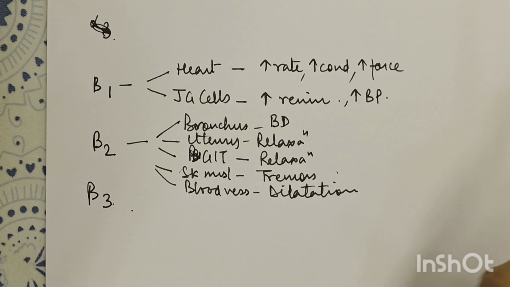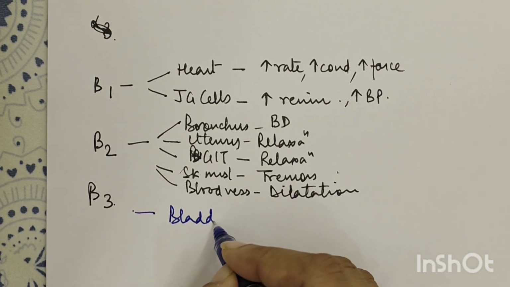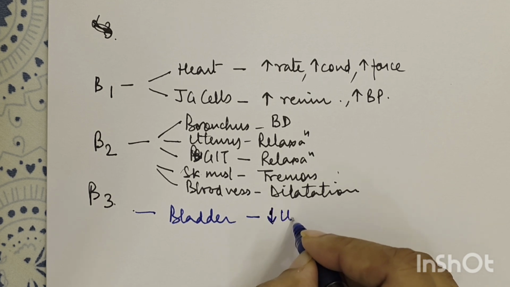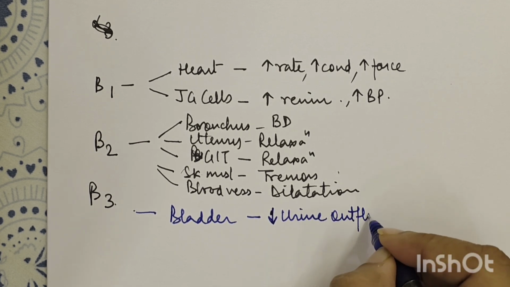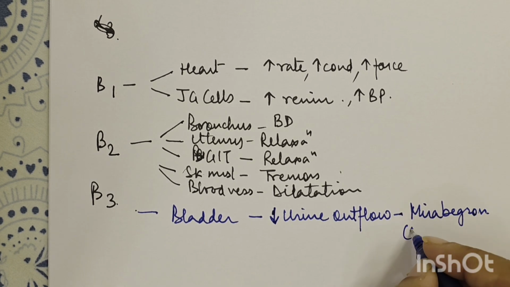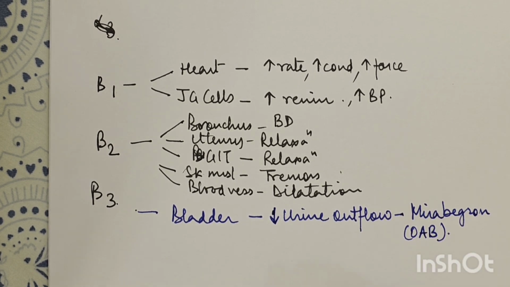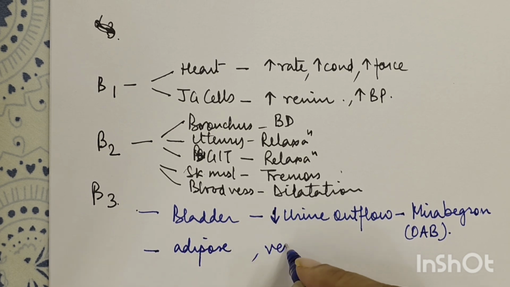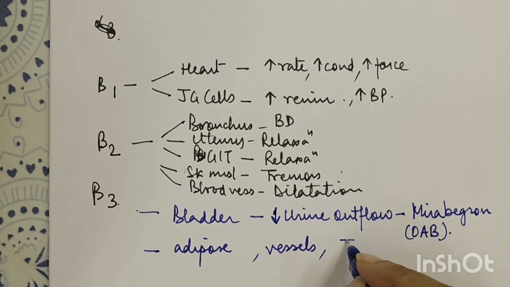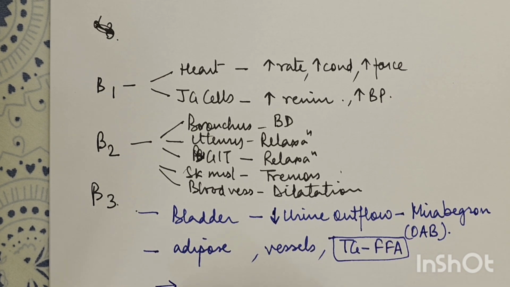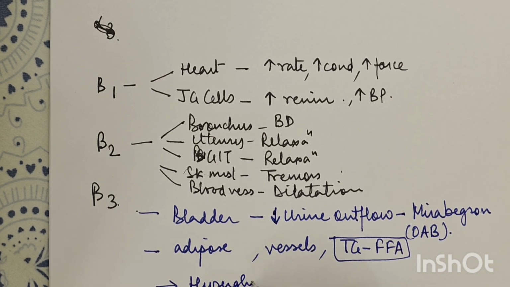Beta 3 is present on the bladder, and here it basically reduces the urine outflow, and so we have a drug called mirabegron, which is used in overactive bladder and increases the retention power of the bladder. It is also present on adipose tissues and on blood vessels. Then it converts triglyceride into free fatty acid. This is their lipolytic activity, and then it also causes hyperglycemia.